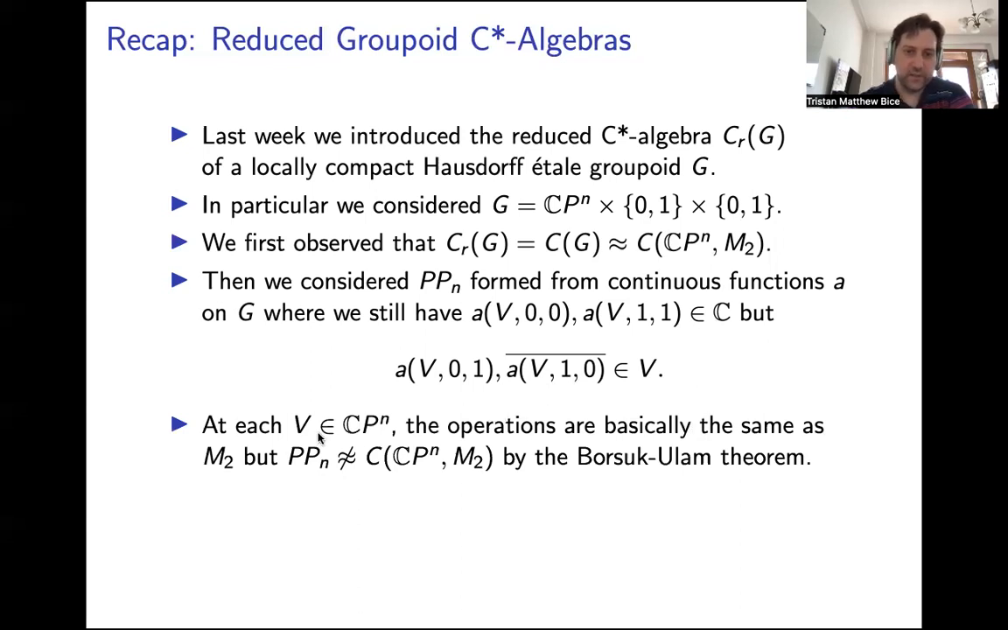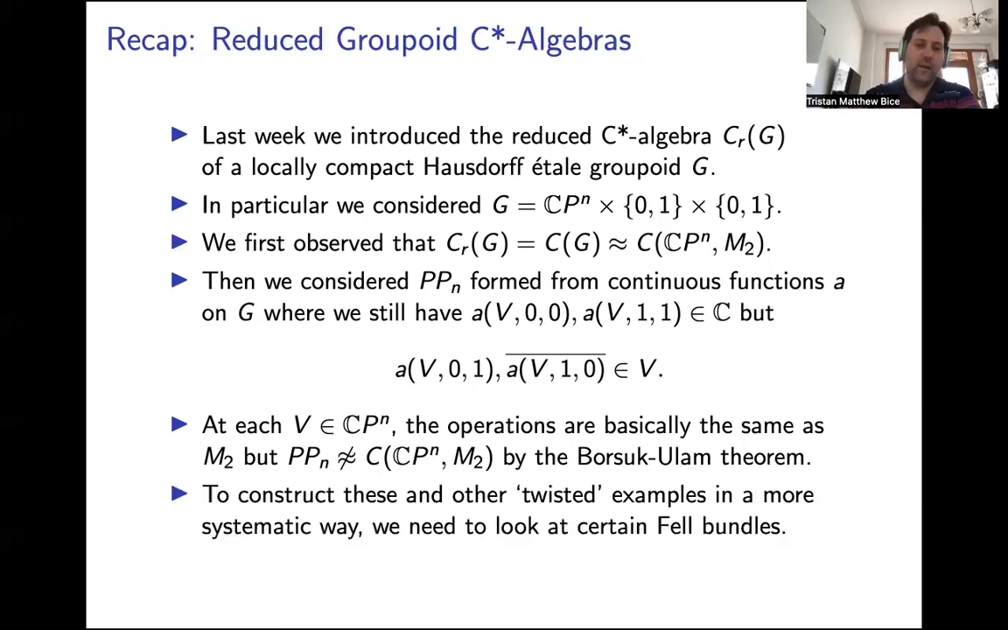And we were able to show that if you look at the resulting C-star algebra, you get something that really is different to continuous functions from CPN to M2. We used the well-known classical result known as the Borsuk-Ulam theorem, which basically says there are no continuous maps from a higher dimensional sphere onto a lower dimensional sphere which preserve antipodal points. We did a proof by contradiction: if this was isomorphic to this, we could create such a map. Therefore, the isomorphism does not exist.